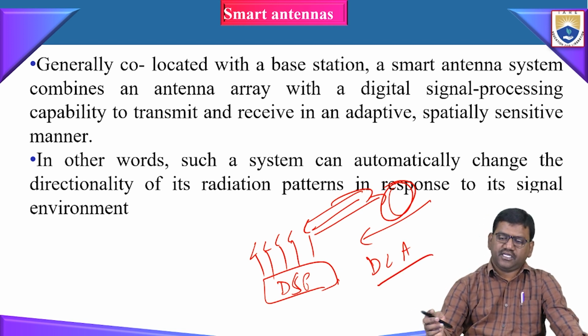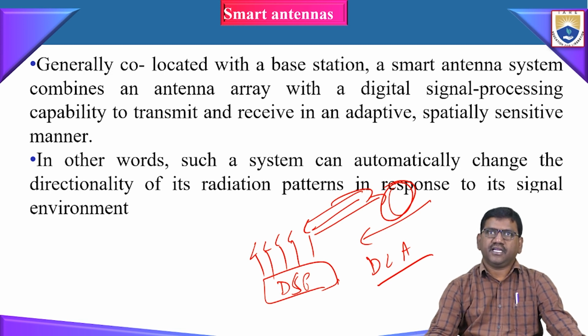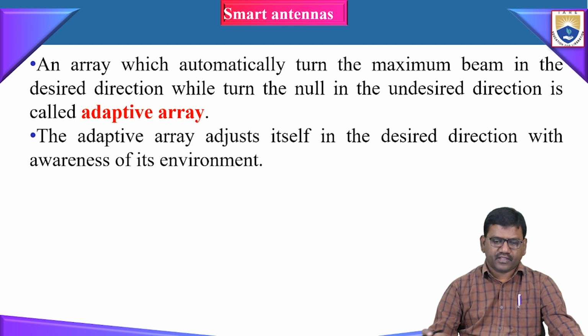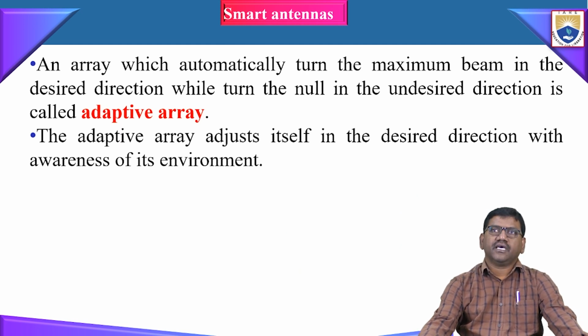So the smart antenna is designed with a DSP processor and an antenna array which is capable of transmitting and receiving in an adaptive, spatially sensitive manner. Adaptive means according to the signal environment, dynamically. The DSP will take logical decisions and direct the electromagnetic energy to the intended direction. So what is an adaptive array? An array which automatically turns the maximum beam in the desired direction, while turning the null in the undesired direction, is known as an adaptive array.